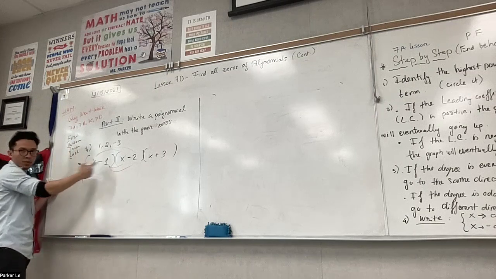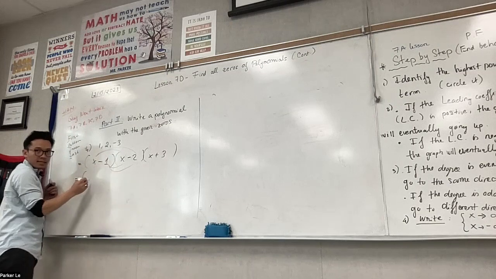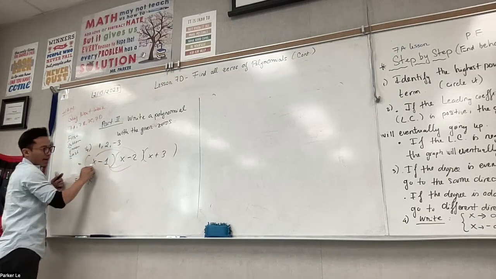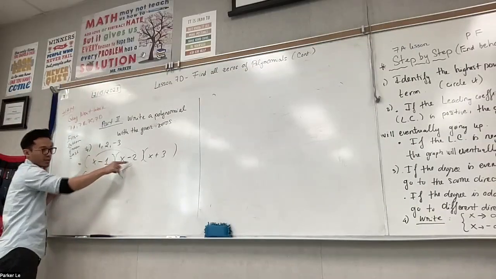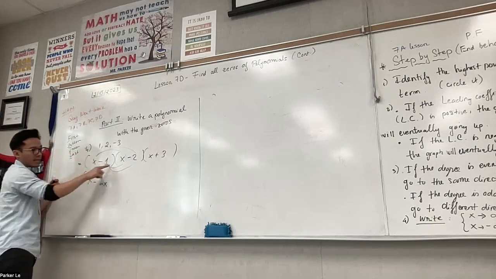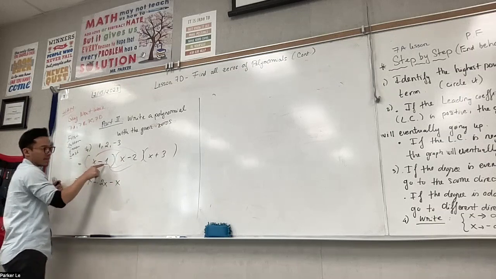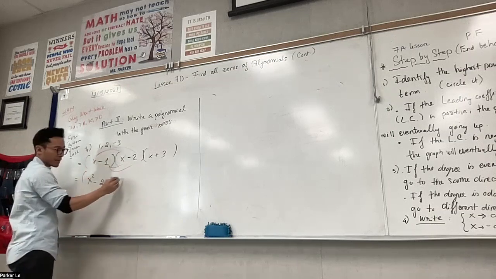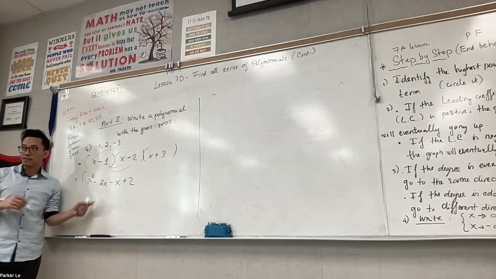It just reminds you that you need to multiply 4 times. First is this and this. X times X is X squared. Outer: X times negative 2 is negative 2X. Inner: negative 1 times X is negative X. And the last is negative 1 times negative 2, which is positive 2. See? You need to have 4 terms for FOIL.